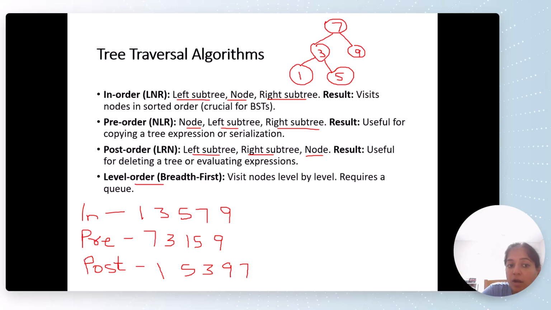And level order is the breadth first, visit nodes level by level. So the level order will be 7, 3, 9, 1, 5. So these are the different traversal algorithms for a tree.